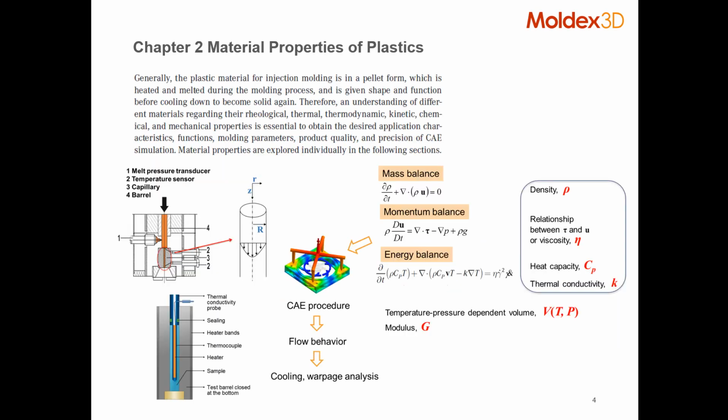In the second chapter, we're diving deep into the material properties of plastics, such as rheological, thermal, kinetic, and mechanical properties. The understanding of these properties is essential to obtain suitable molding parameters, precision of CAE simulation, and most importantly, a desirable product quality.